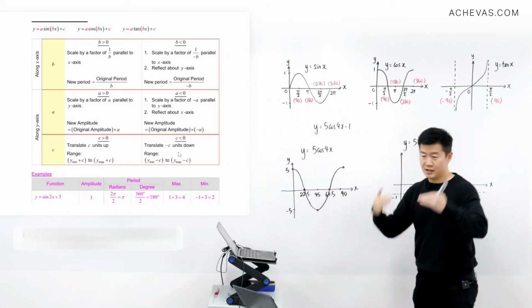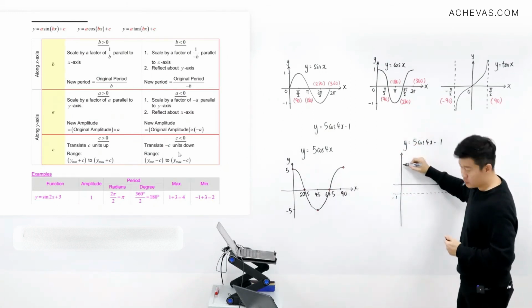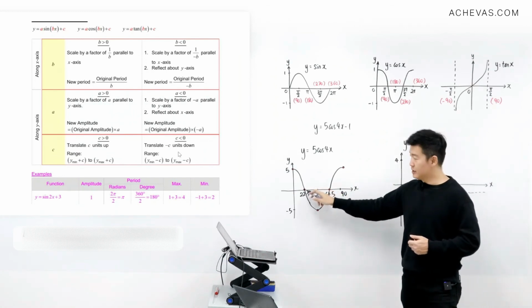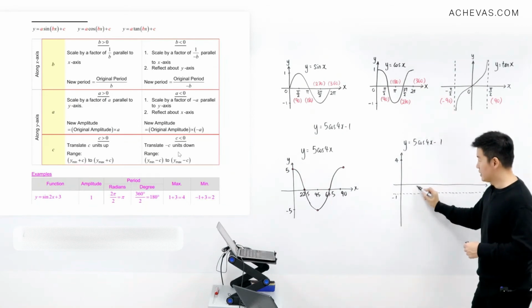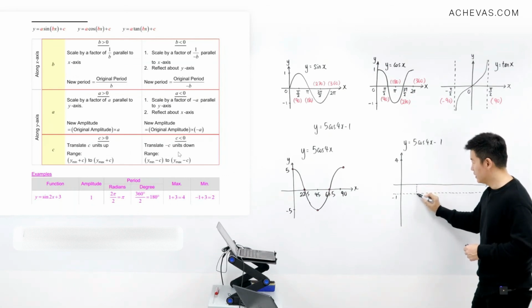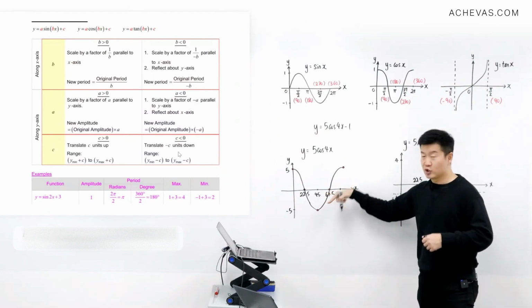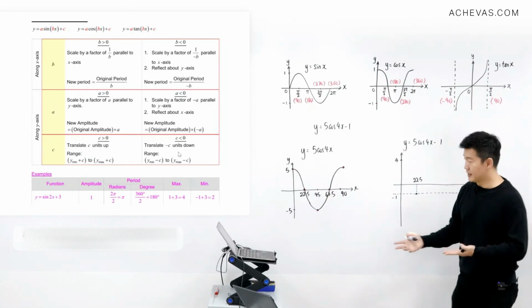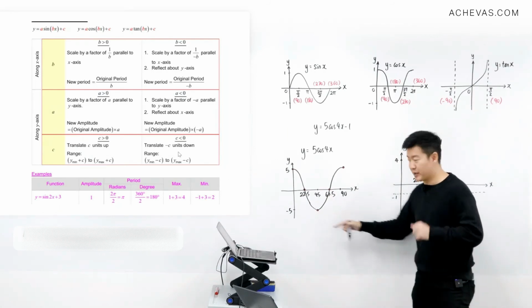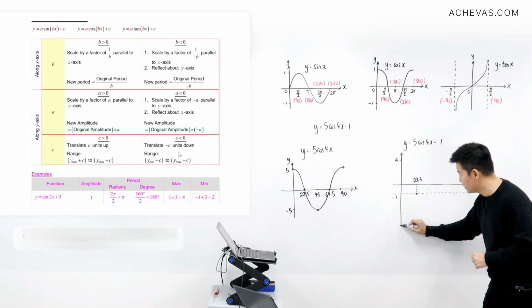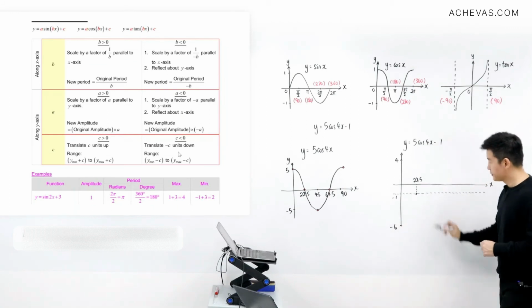This point here is going to be shifted down by 1 unit, so I will be getting a 4. So 1, 2, 3, let's say 4 is here. Then this point here will be shifted down by 1 unit, so let me draw a little line down from here. It's going to be shifted down to here. This is going to be at 2.5. And then this is going to be shifted down also all the way until minus 6. Minus 5 shifted down by 1 unit will be at minus 6. So 1, 2, 3, let's say it is here.